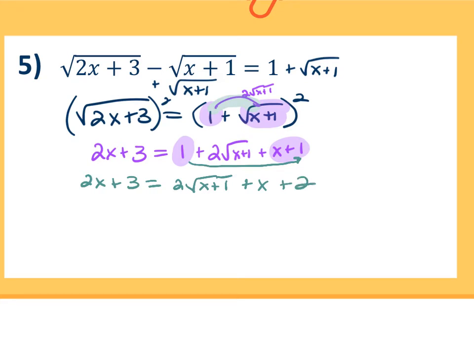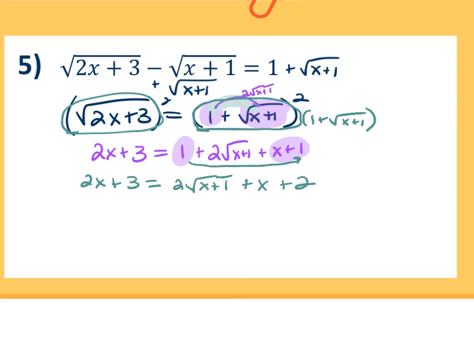Now what? Wait, why'd you distribute it? Which one? The 1 plus the square root of. So I had to square this side, which means I also had to square this whole side. I could have expanded it and FOILed it out, but I did the shortcut. Even though we squared to get rid of a square root, what's wrong? We still have a square root.